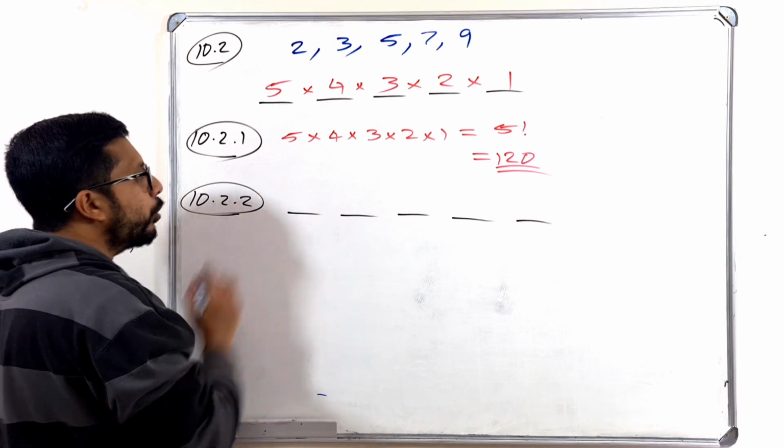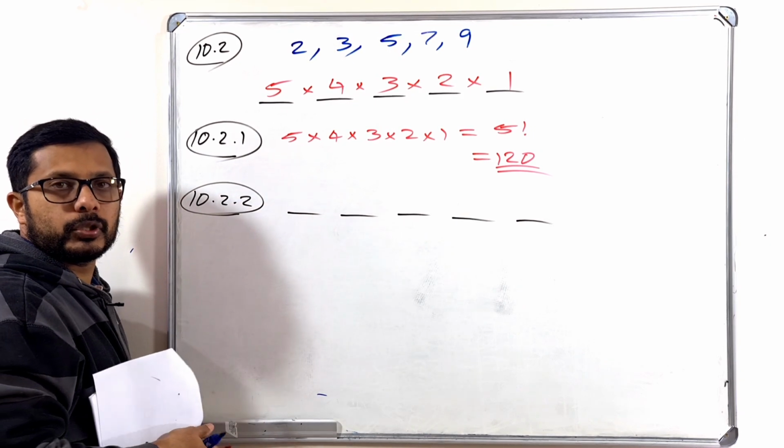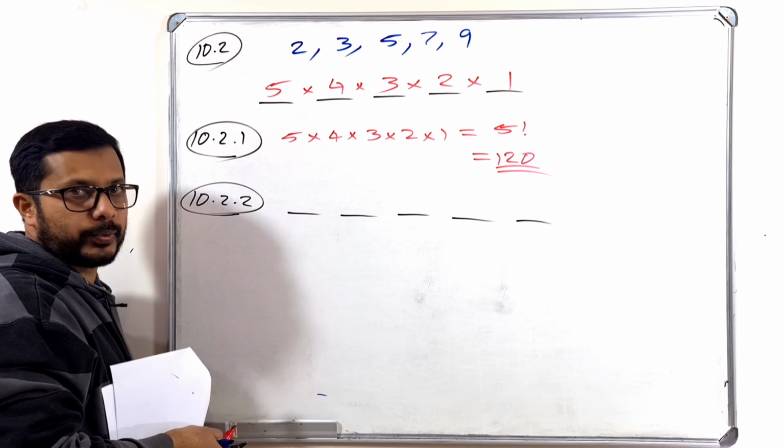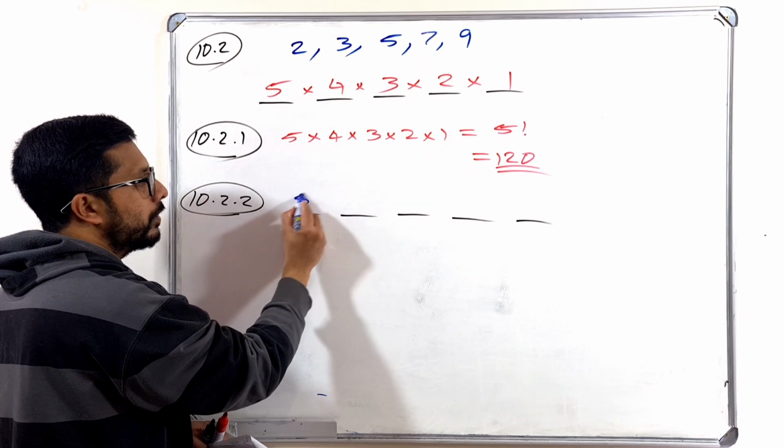Okay, so how many options do I have on the first position to be filled? For the first position to be filled, I have 5 options. Any one number from those five numbers.